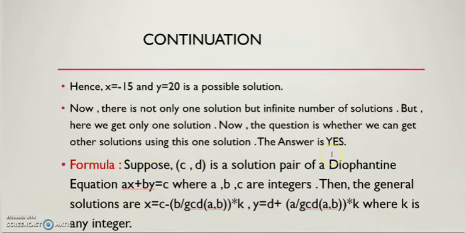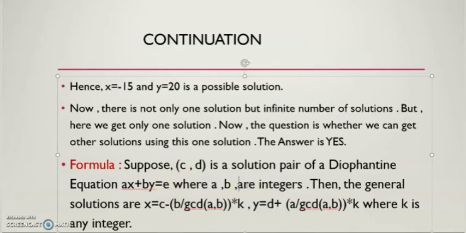The answer is yes. To obtain other solutions, we have to use a particular formula, which I am discussing below. Suppose (c, d) is a solution pair of a Diophantine equation, that is ax plus by equal to e. Suppose the Diophantine equation is given, that is ax plus by equal to e, and we already know a solution of this equation, that is (c, d), where a, b, e are integers. Sorry, here I should use e, because otherwise both would match. Sorry for that.